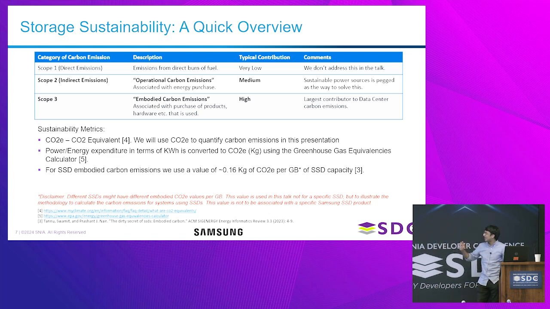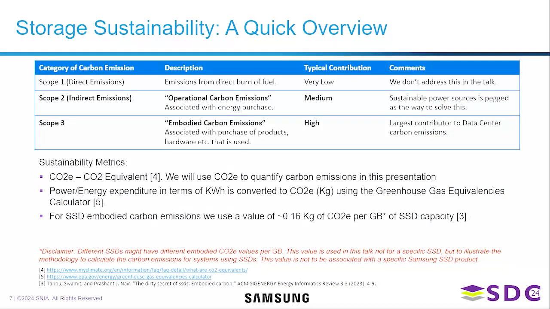And in this slide, I'll just define these things, and quickly we'll go into how these relate to SSD metrics and parameters. So scope 1 carbon emissions are those that come from direct burn of fuel, right? So if you're actually burning coal or fuel to run your equipment on site, that would come under scope 1 carbon emissions. But most of us don't actually do that. So which is why typically scope 1 carbon emissions have a very low contribution to your total carbon footprint. And so we're not going to talk about it in this talk.